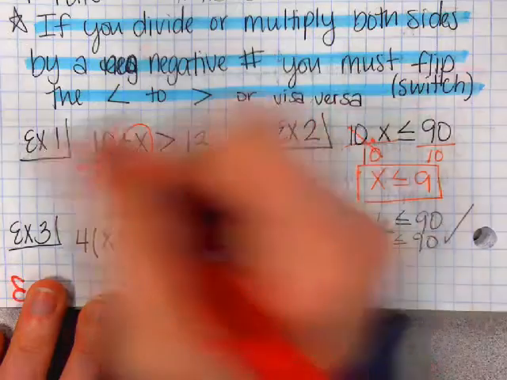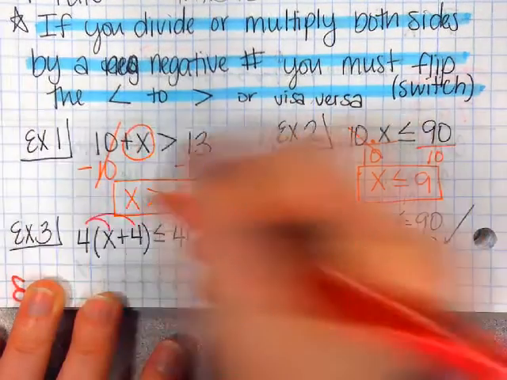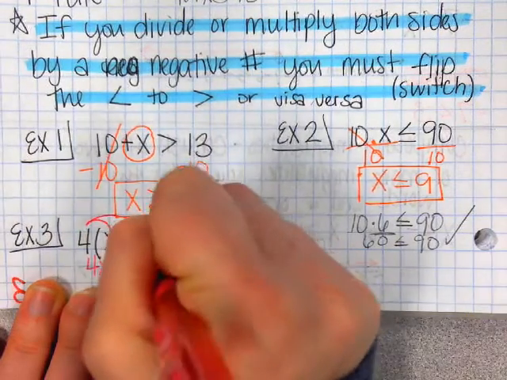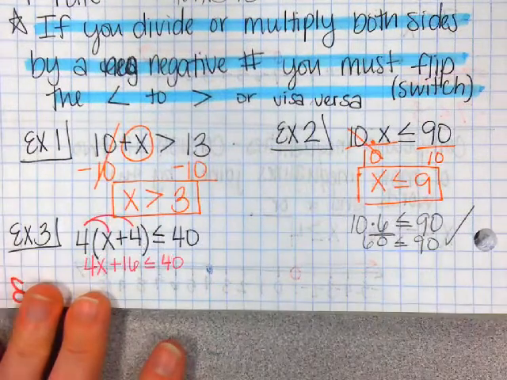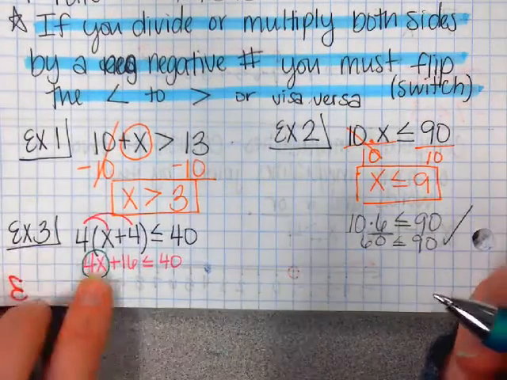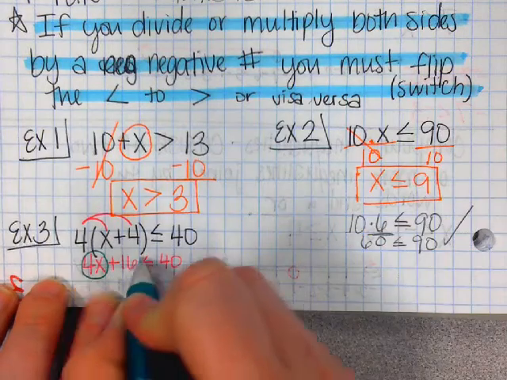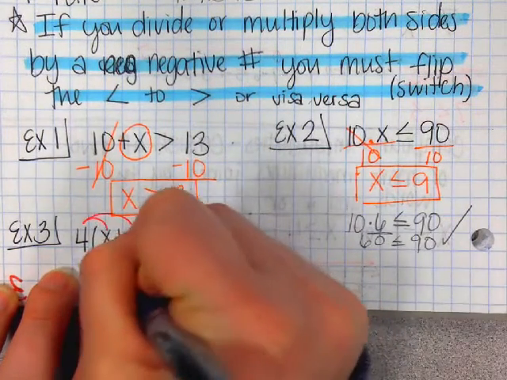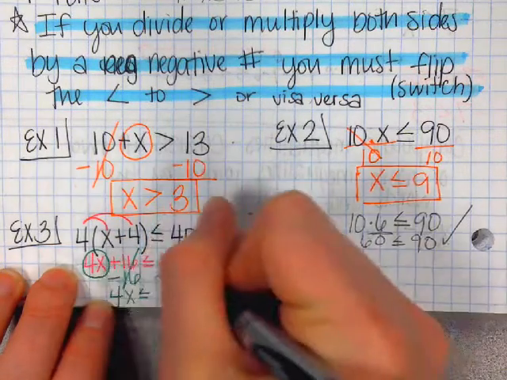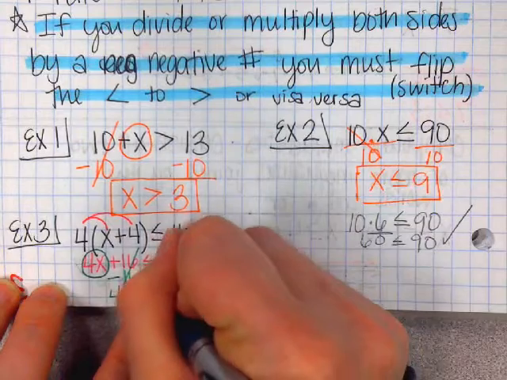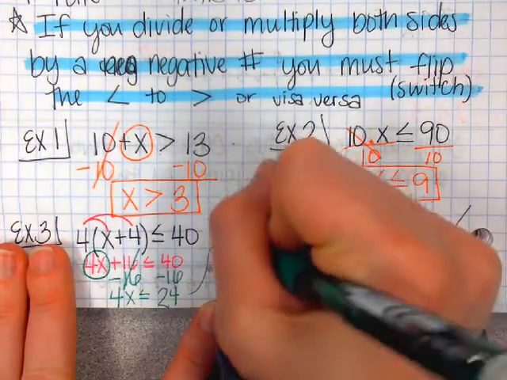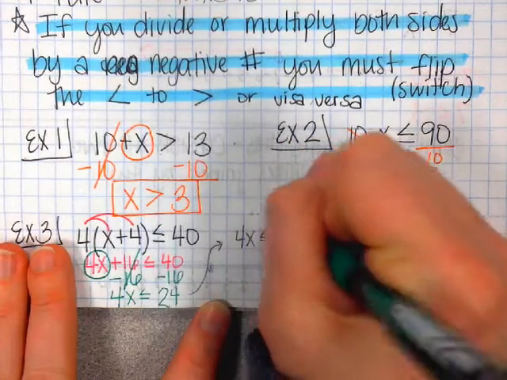Remember these parentheses right here, you always have to distribute first. So it'd be 4 times x, which is 4x, and 4 times 4 is 16, less than or equal to 40. Circle the variable. So I need to isolate this. The first thing I need to do is find the inverse operation of adding 16. The inverse of add 16 is subtract 16. So it'd be 4x. See, I told you I was running out of room. 40 minus 16 is 24. So 4x is less than or equal to 24.